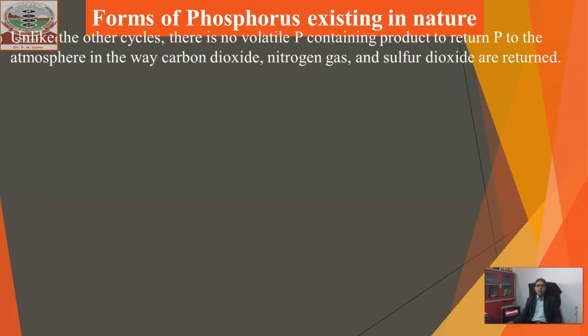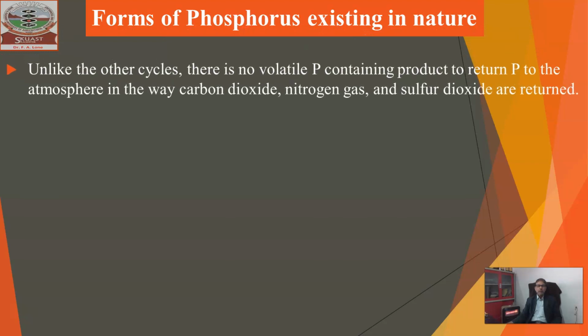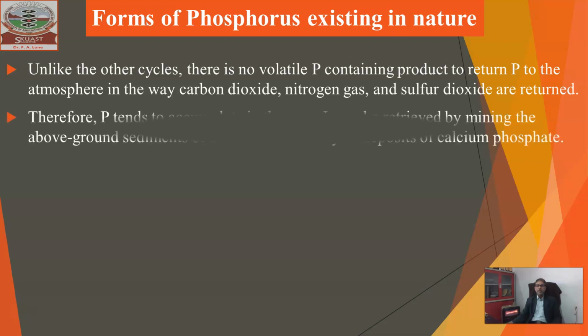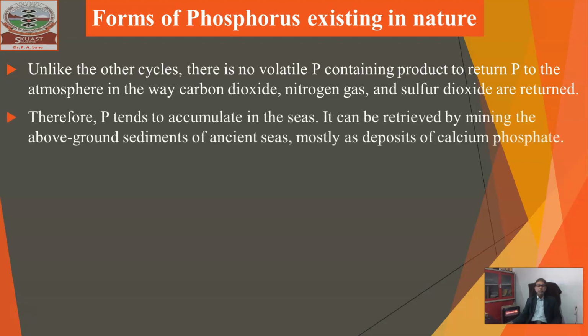As far as forms of phosphorus are concerned, unlike other cycles, there is no volatile phosphorus-containing product to return phosphorus to the atmosphere in the way carbon dioxide, nitrogen gas, and sulfur dioxide are returned. Therefore, phosphorus tends to accumulate in the seas. It can be retrieved by mining the above ground sediments of ancient seas, mostly as deposits of calcium phosphate.